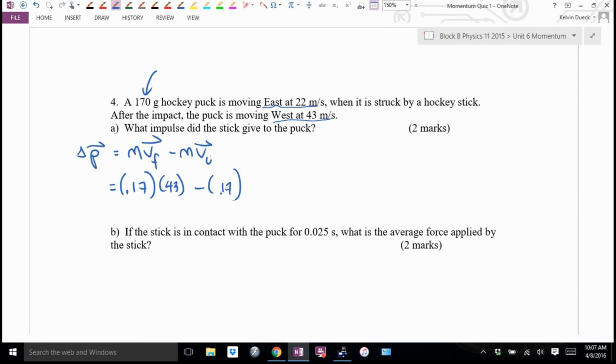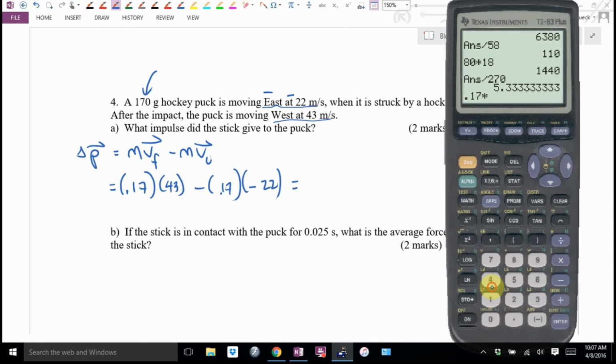Why can't he say 22? If he lets west be positive, he can't let east be positive, right? So as soon as you said west was 43, what have you just decided east is going to be? You should have gone negative and reminded yourself of that. Or you could have let west be negative and east be positive. I don't care, but please look at the directions and take those into account. You have to.